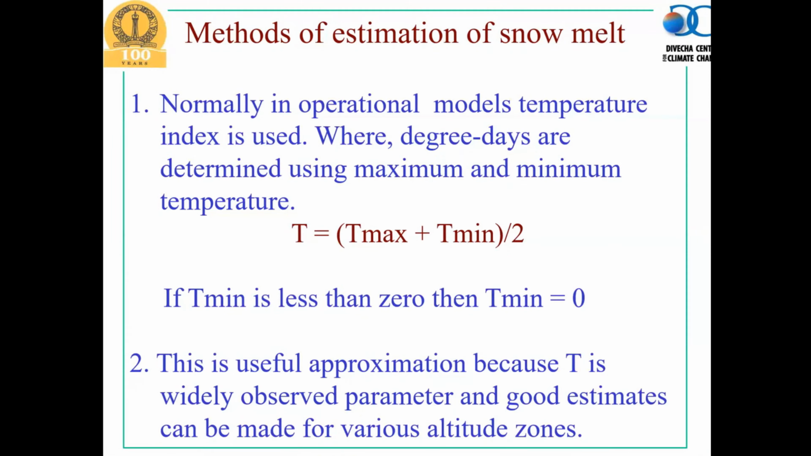It is essentially because if we have a large variation in temperature between day and night, it will cancel with each other and you may not produce any melt. However, the higher temperature in daytime will lead to a certain amount of melt, and because of that this approximation is done. And this is a very useful approximation. T is a widely observed parameter, and estimates can be made for various altitude zones.